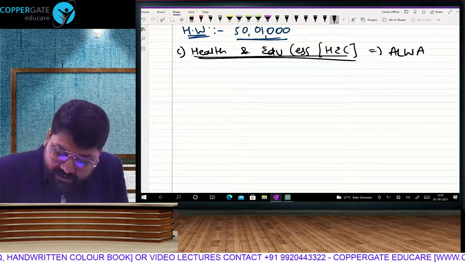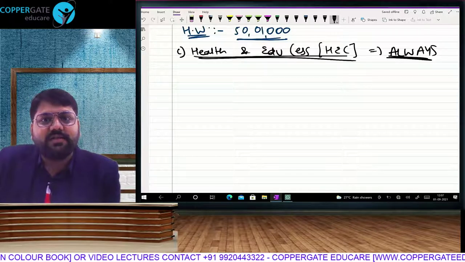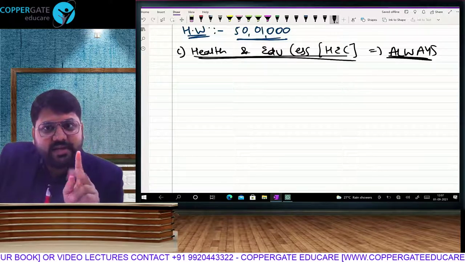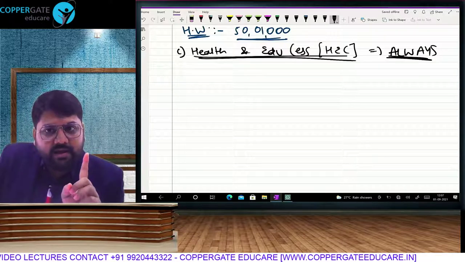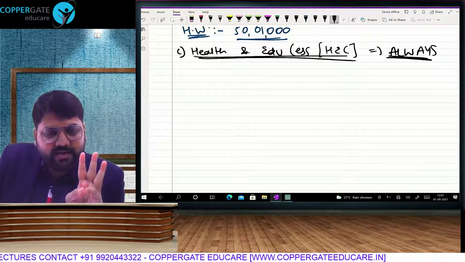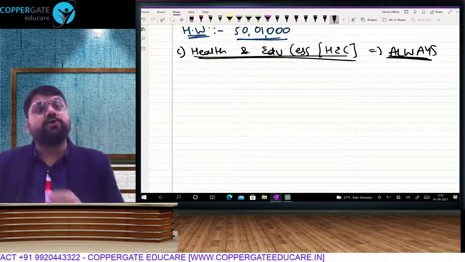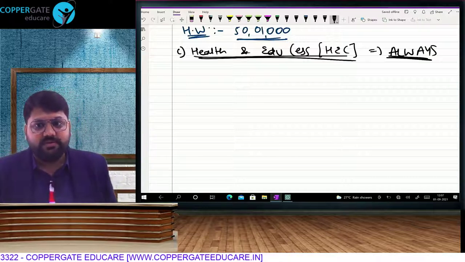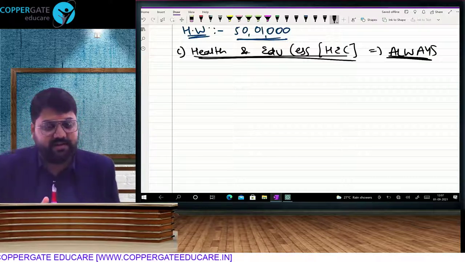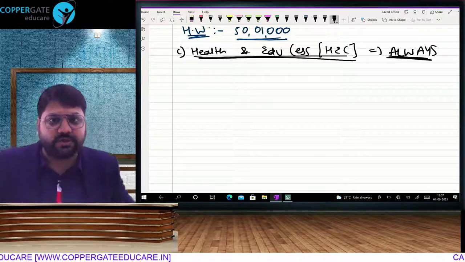Every time you pay your tax, mark my words, every time you pay tax, that means when will HEC come? Always. Listen, in rebate there were three conditions. Resident individual, income up to 5 lakh. Yes or no? In surcharge also there was one condition, that income has to cross the criteria. Though residential status was irrelevant and nature of assessee was irrelevant, still income has to cross 50 lakh, no?